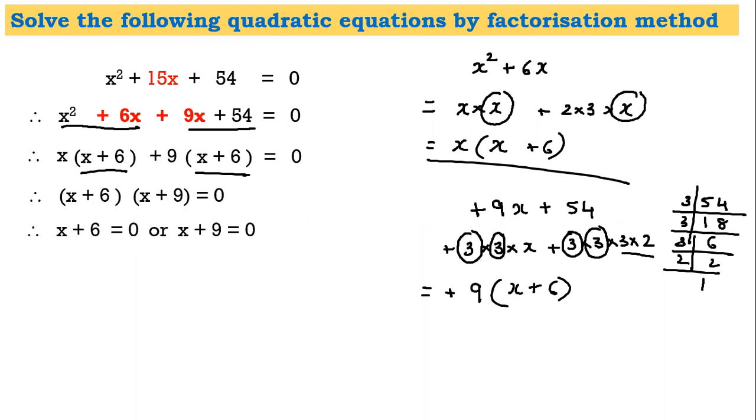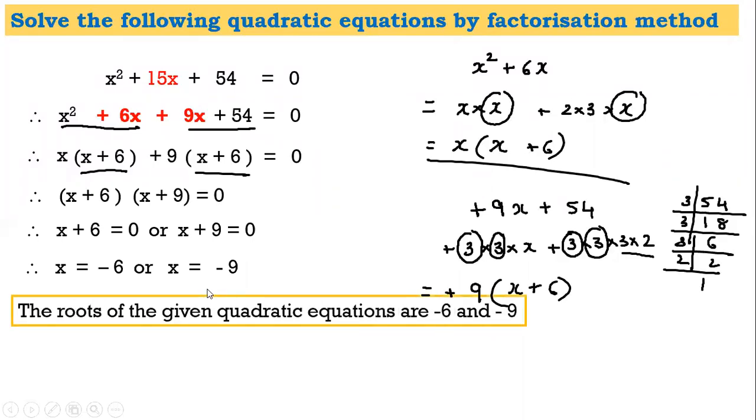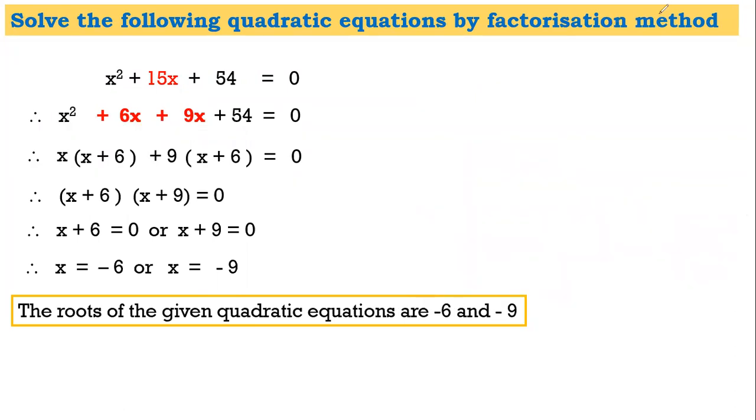Let us solve both the possibilities, that is both the equations that we have. Plus 6 moves this side, it becomes minus 6. And plus 9 moves this side, it becomes minus 9. So x will be minus 6 or minus 9. So I can say that the roots of the given quadratic equation are minus 6 and minus 9. And I believe you have understood this sum.